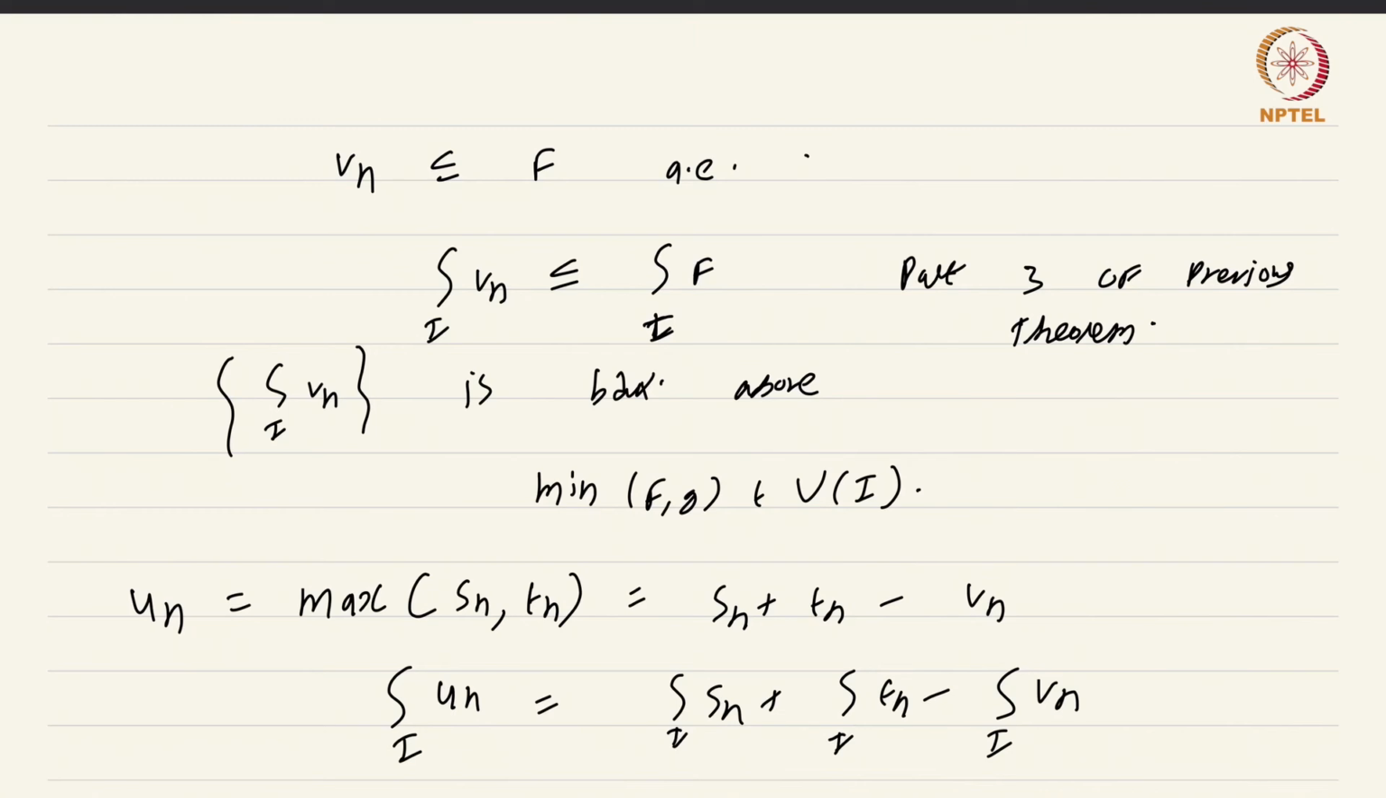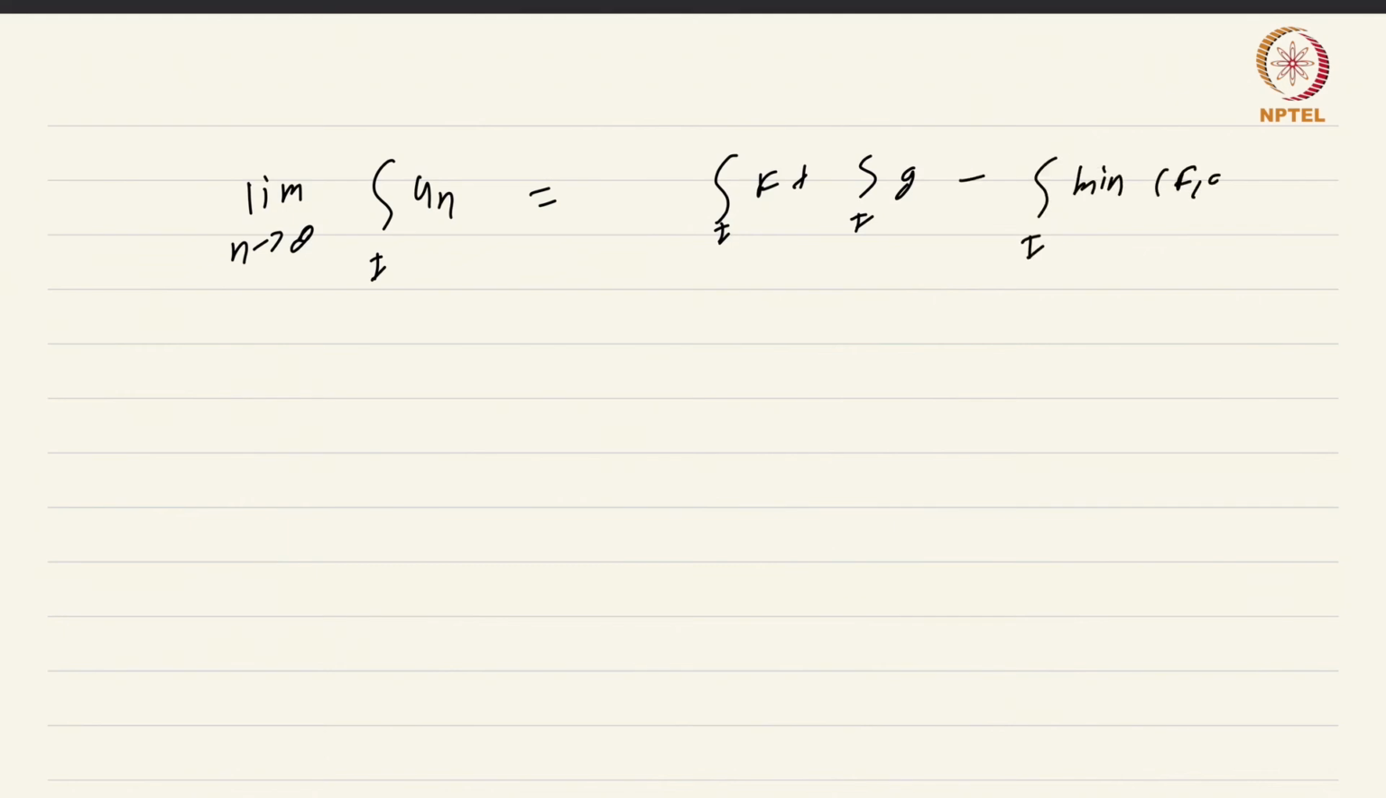Okay. And as the limit as n goes to infinity, this is just the integral over I of f plus the integral over I of g minus the integral over I of the minimum of f and g. And that finishes the proof. We have already shown that this integral exists, and therefore we are done.